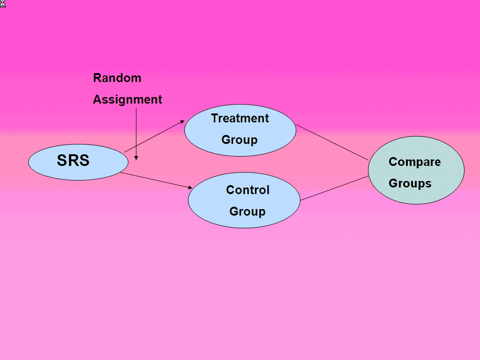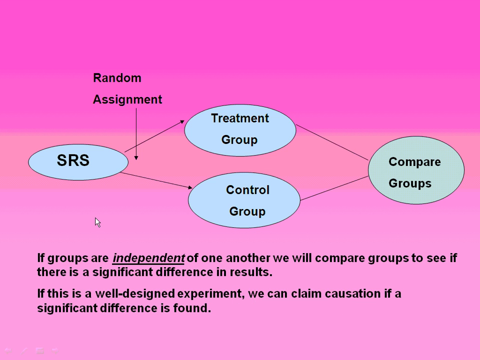We would randomly assign half of our subjects to a treatment group. Let's say we're testing to see whether a pain relief drug works well, and then the other half would get a placebo. And we would double blind it so people didn't know which group they were in. And we would run the experiment, and we would take the data and compare groups. This is where we are right now. We're learning to take the data and see if there's a significant difference between the two.